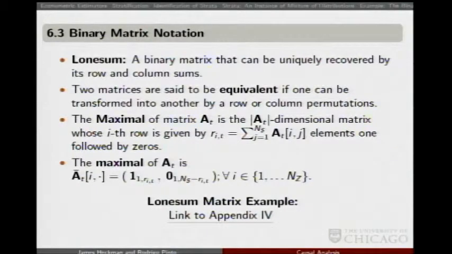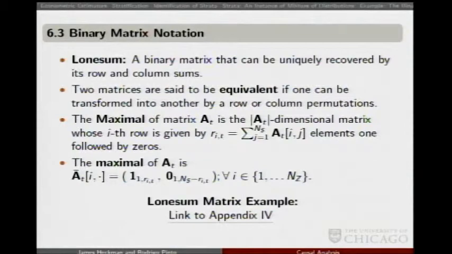And so again, I'm just going to invoke a couple of terms which are actually useful. A binary matrix that can be uniquely recovered by its row and column sums is called a lone sum matrix, and that's going to turn out to play an important role in this generalization. So there is a class of binary matrices determined only by knowing the row and the column sums. There's some problem like that in looking at Fréchet bounds, but here you can look at this more generally. So that's a lone sum matrix.